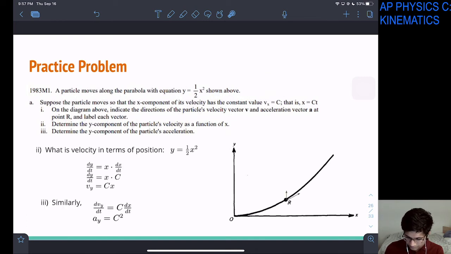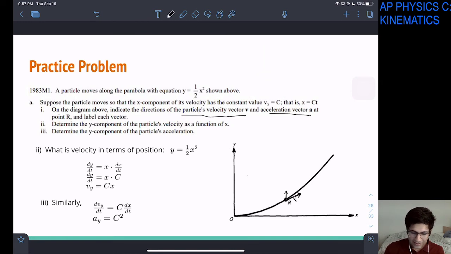All right, anyways, so part A, what is the direction of the particle's velocity vector? Well, it'll be over here. V is just going to be tangent to the path. And the acceleration vector is going to point upwards. And the reason why is what we just said: there's only acceleration in the y direction, right?